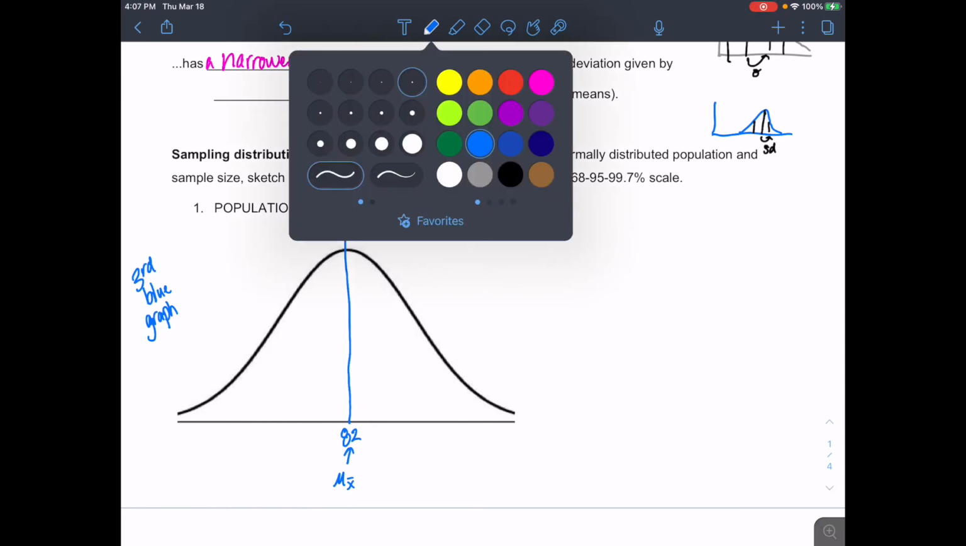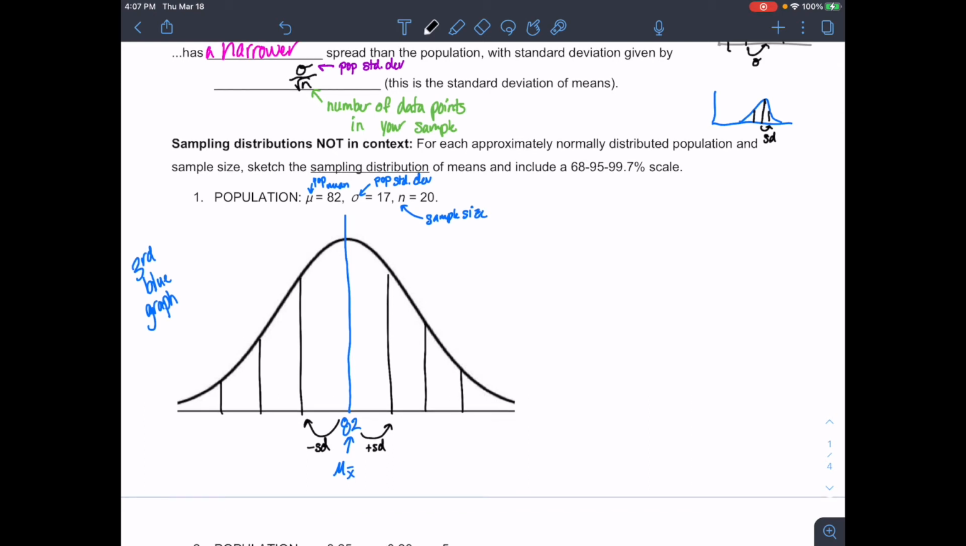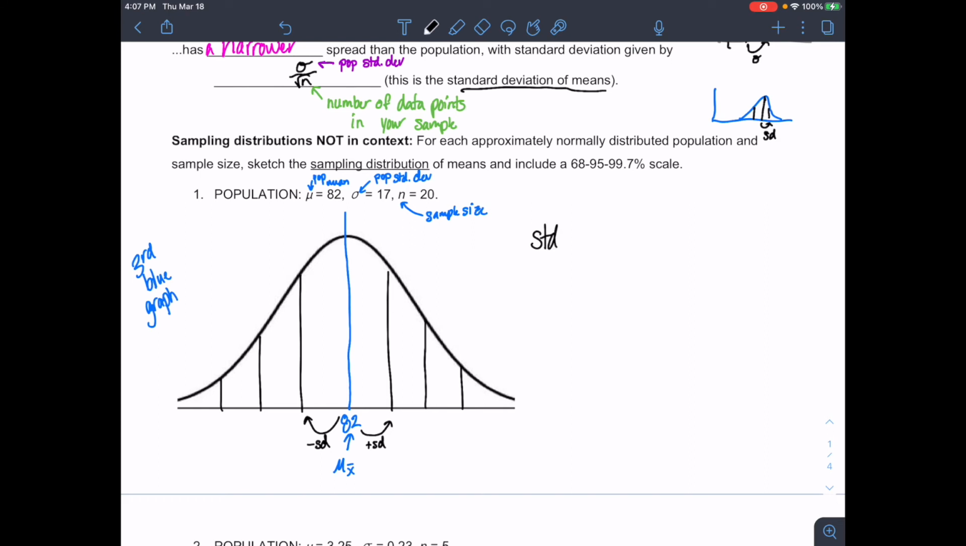Then, in order to put all of the other standard deviation markings on this normal curve, and of course this is just an estimate of where those lines are, I need to figure out what one standard deviation is that I should be adding or subtracting from that mean to find those next values on the x-axis. So to find those values, I need to know the standard deviation of the sampling distribution of means, which we refer to as the standard deviation of means. I'm going to use the equation that was provided to me: sigma divided by square root of n, where I know sigma and I know n because those were provided to me right here.